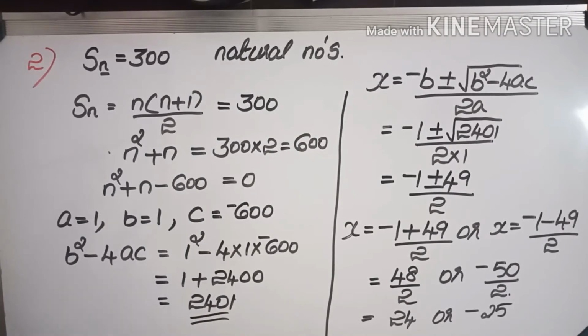Usually, numbers and measurements we express in positive numbers. In order to express numbers and measurements we use only positive numbers. So here there is no need to consider this minus 25. As it is a negative number, no need to consider. We can't say minus 25 numbers are there, not possible. So the answer is 24. We can say the sum of the first 24 natural numbers is 300.